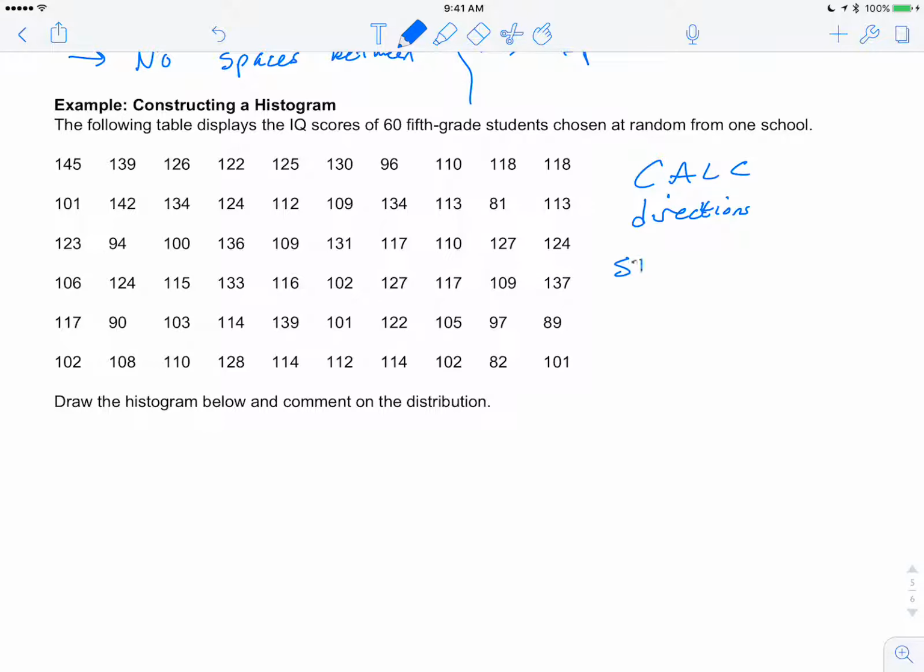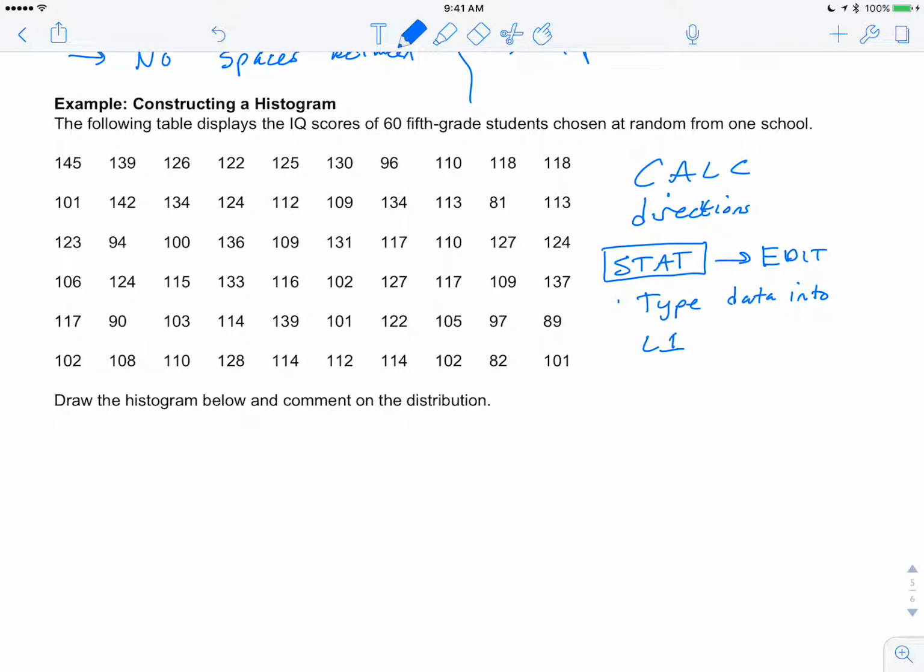First of all, stat button. Find it, hit it. Then you're going to hit edit. That brings you to a bunch of lists. We're going to focus on L1. You're going to type all this data into L1. So type data into L1.